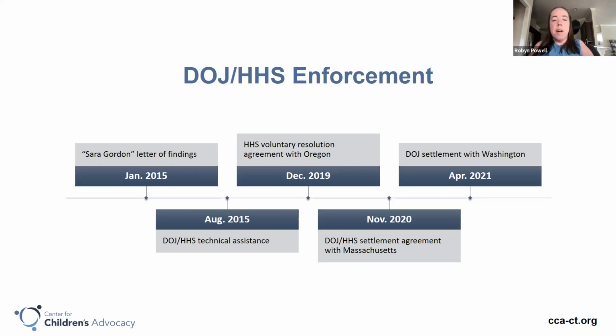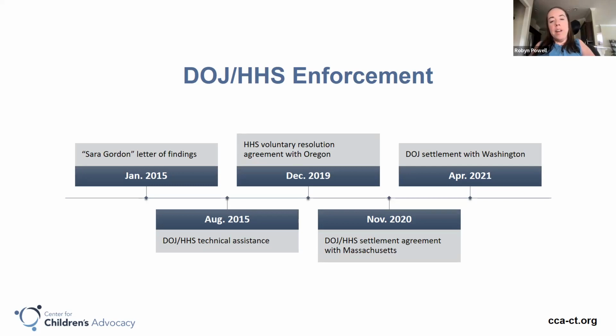And then we saw a couple of years where there wasn't much other than the White House event in 2016. And then in 2019, we saw Health and Human Services Office for Civil Rights reach a voluntary resolution agreement with the state of Oregon. This case involved parents with intellectual disabilities who, very similar to Sarah, had their children removed right after birth based on this presumption of neglect, which I know is something that Connecticut also has, this presumptive neglect. So this idea that they will neglect their child. And so this was a really important case.